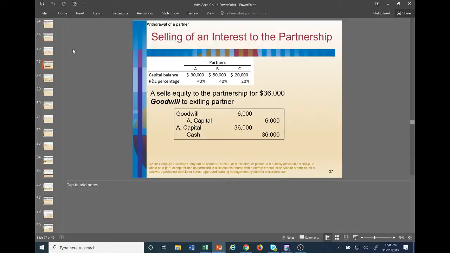The first alternative stresses the importance of recognizing only the amount of goodwill that actually is purchased from the withdrawing partner. Using this alternative, A's withdrawal would be recorded by debiting goodwill for $6,000, crediting the capital of partner A by $6,000, debiting the capital account of partner A by $36,000, and then crediting cash for $36,000.